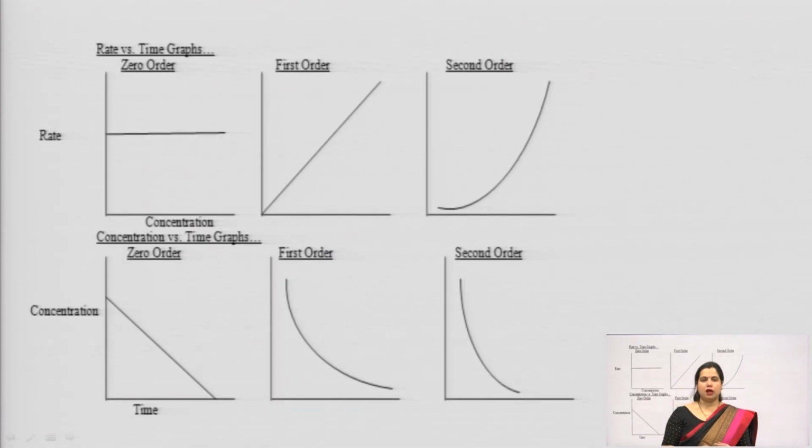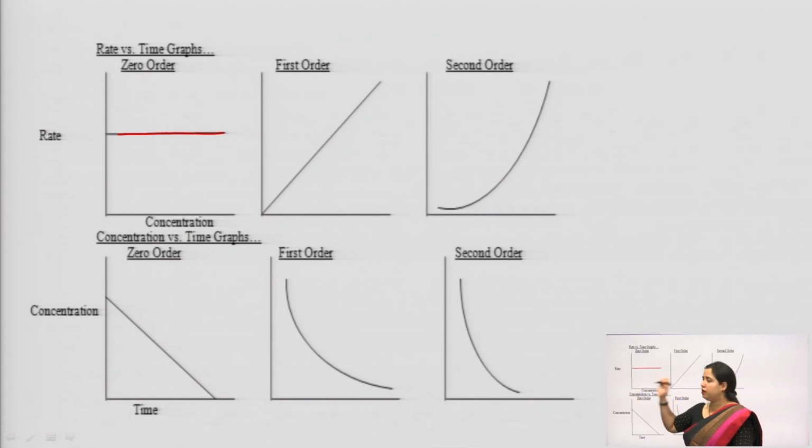So, the rate versus time graph. I have rearranged all the graphs in terms of rate and concentration. This represents that the rate does not change for zero order reactions. So, you can see that this is constant, right.